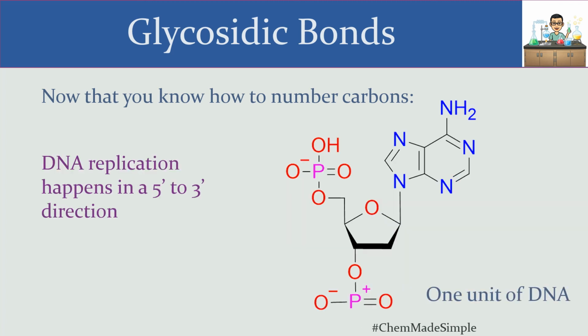And so let's take a look at an example of 1 unit of DNA. Stop me if you've heard this before. DNA replication happens in a 5' to 3' direction. But now you have the ability to figure out what those numbers mean. And so if you take a look at the carbon that's at the beginning of the chain over here, that's our most oxidized carbon. Now, here it's not bonded to 2 oxygens, it's bonded to an oxygen and a nitrogen, and those are 2 things that are more electronegative than carbon. So that indeed is the most oxidized carbon in that ring. And so the next one down the line is going to be carbon number 2.